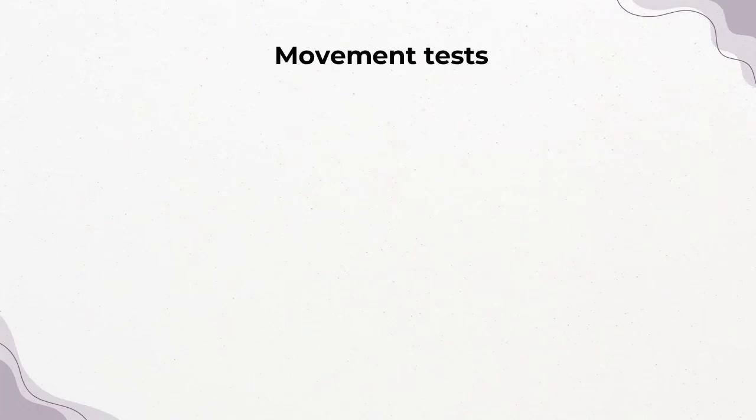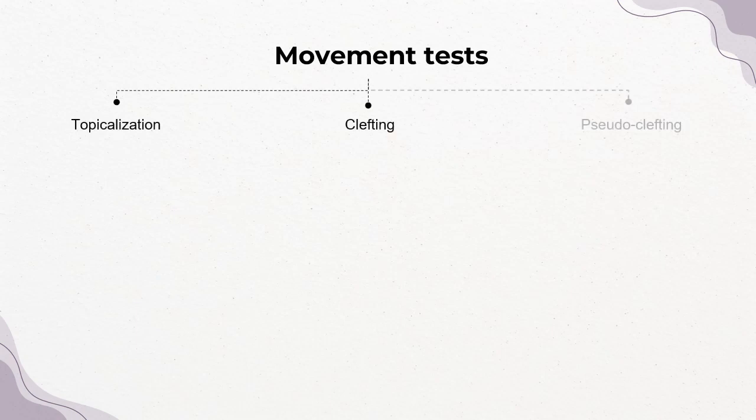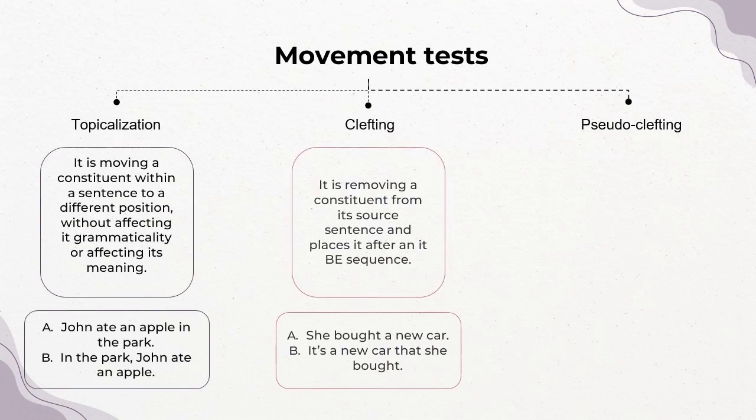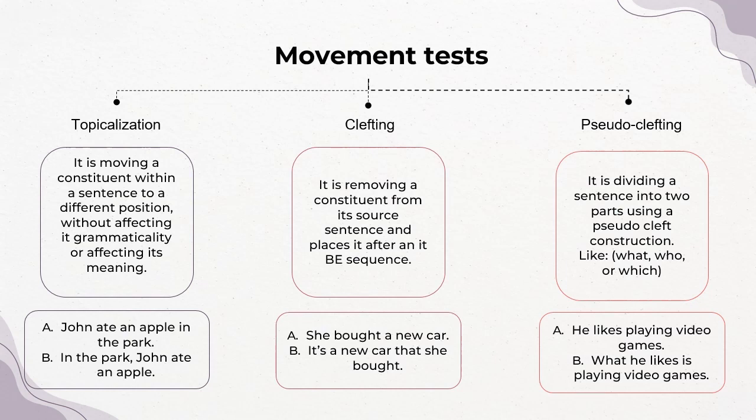Next on the list, movement tests. In this video, we'll be explaining 3 different types of movement tests: topicalization, clefting, and pseudo-clefting. Topicalization is moving a constituent within a sentence to a different position without affecting it grammatically or affecting its meaning. For example, John ate an apple in the park. After topicalization, it will be in the park, John ate an apple.